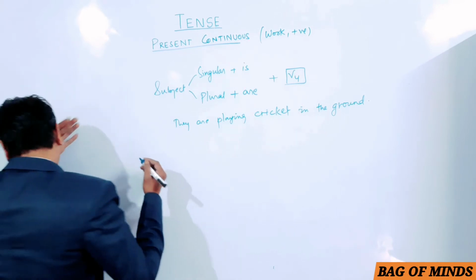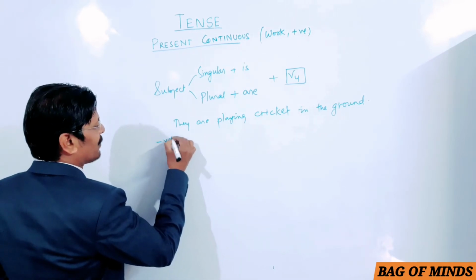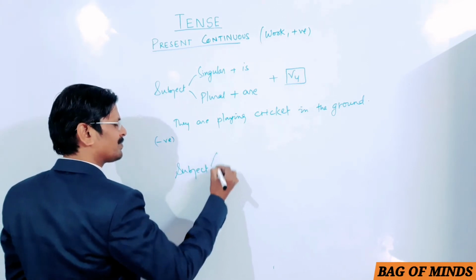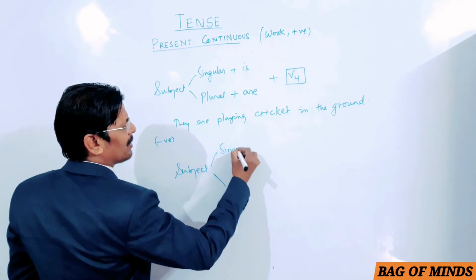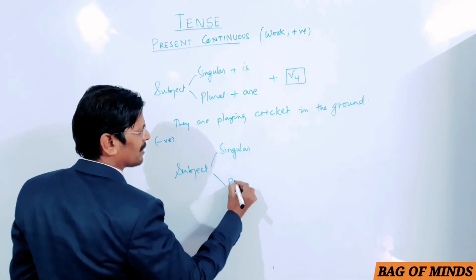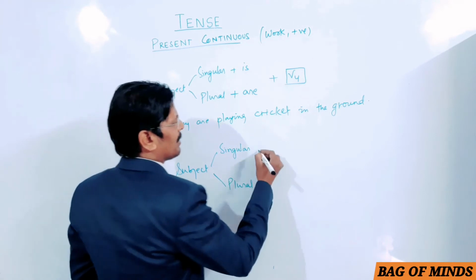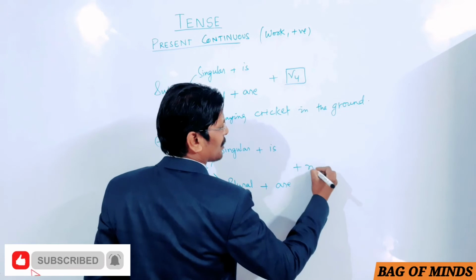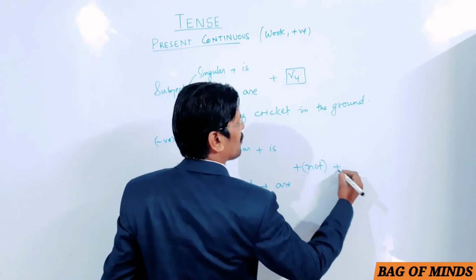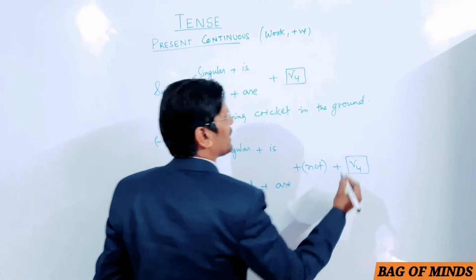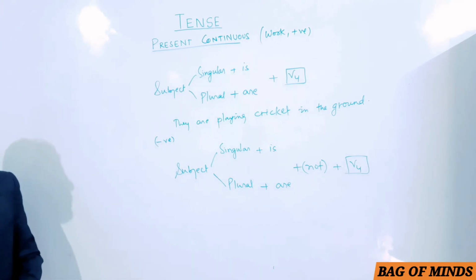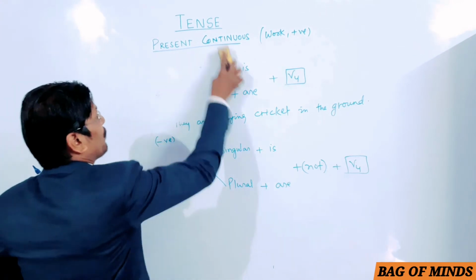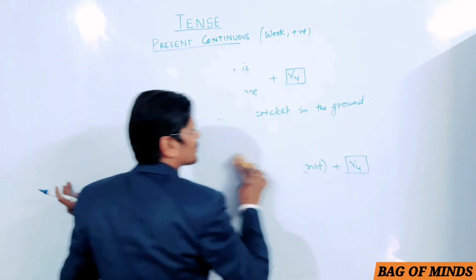Okay. Now, if I have to talk about a negative sentence here, the negative subject, singular or plural, is again are plus not. This is my negative form, plus V4. Very, very important. Please be very careful about it.